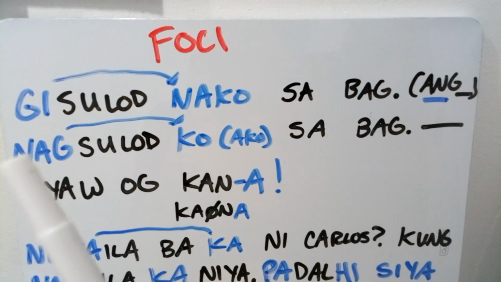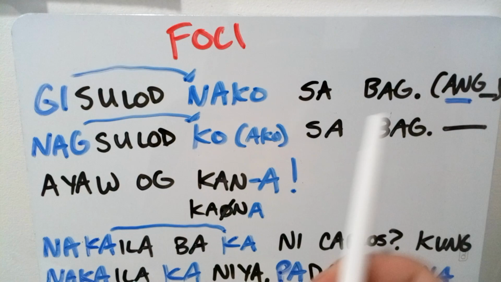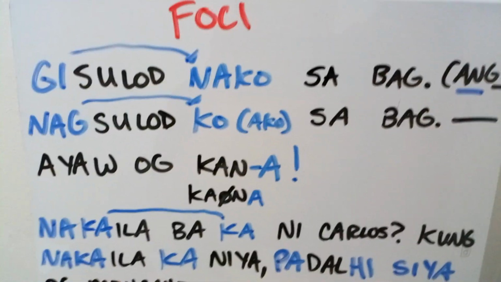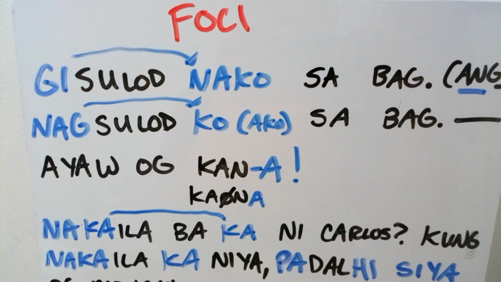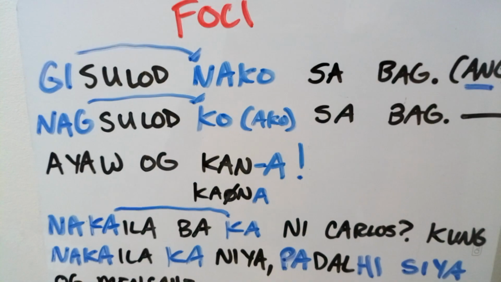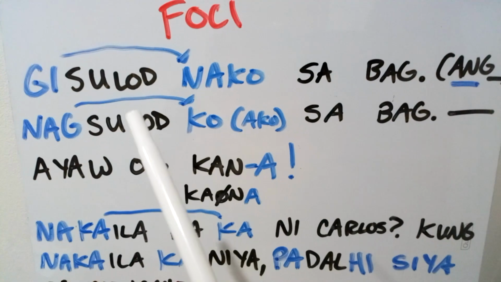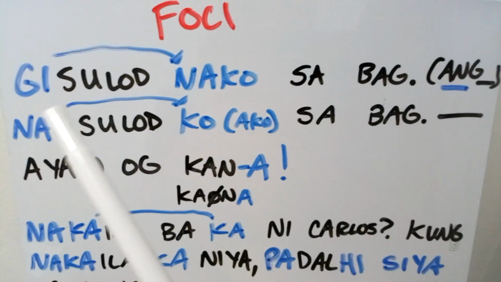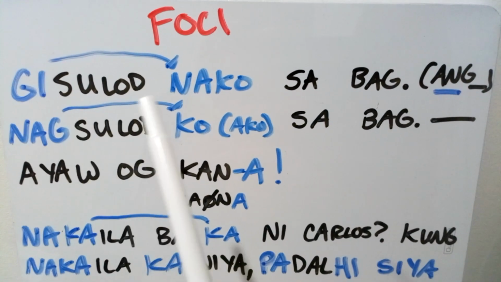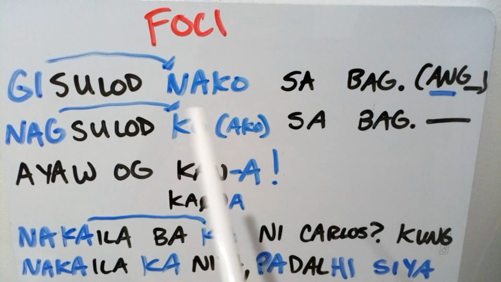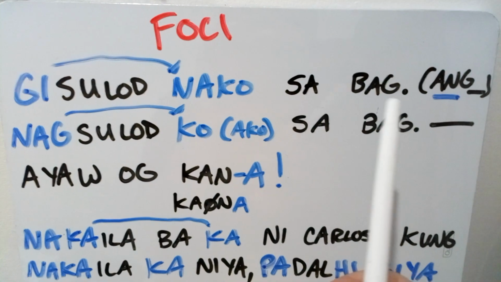This is because we know that there was something implied that was going on in a previous conversation, that somebody probably told you to put something in the bag, to put an object in the bag, or maybe you put something in the bag yourself. But yeah, if this verb sulod was conjugated with the gi, right, we know that this verb became a transitive verb. Gisulod na ko sa bag.